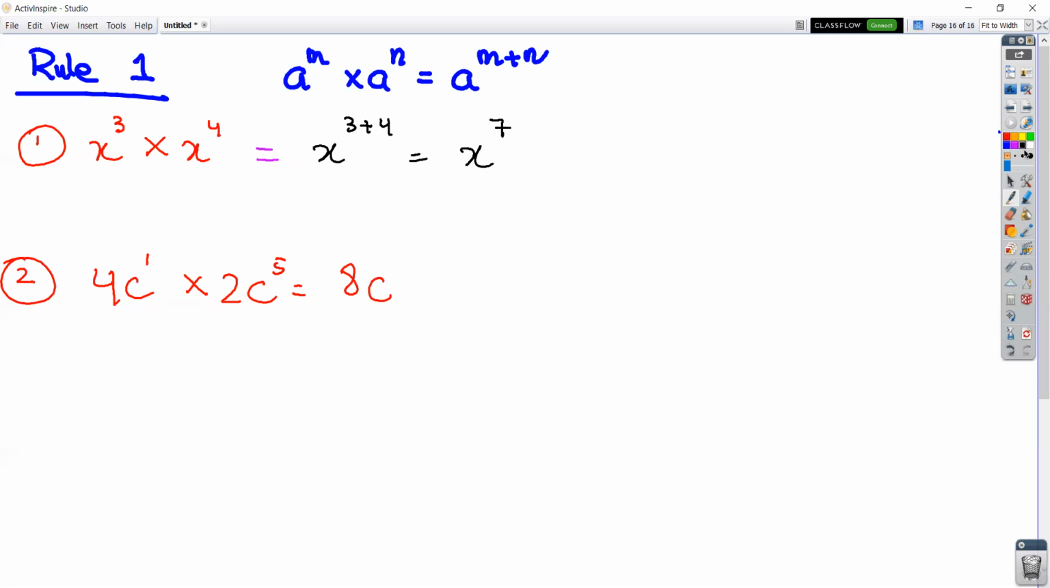To simplify that, we're going to apply the laws of indices. We know that the bases are the same. There's a multiply sign, so we're going to add the powers. The simplification of that would be 8c power 6.